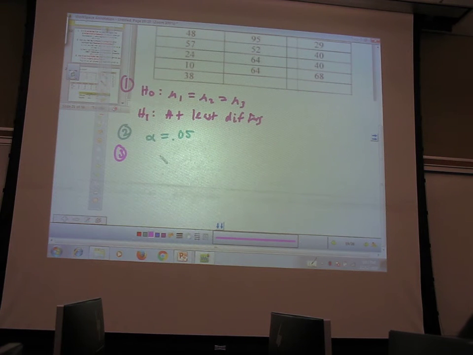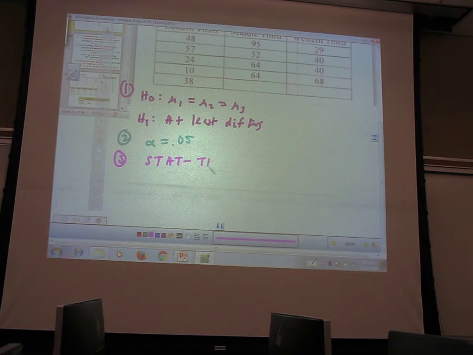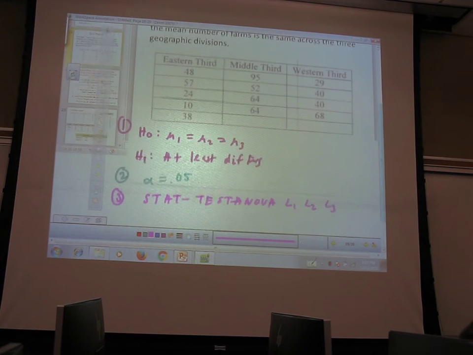Okay, step 2, Bruce. Alpha is 0.05. Great. And then step 3, your p-value is 0.0545. How'd you get that? Stat, Test, and then ANOVA. And do write that down for me so I know that you know how to find it, and it wasn't just that you guessed correctly or copied off somebody else. L1, L2, L3, and then tell me which ones you put into which list.